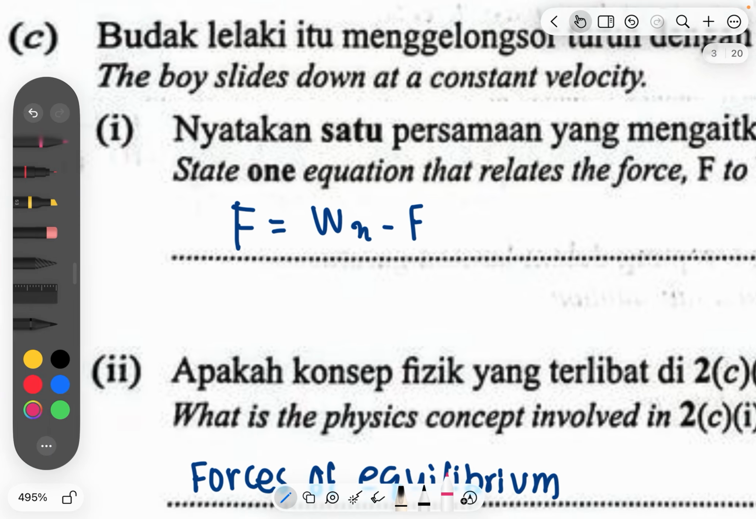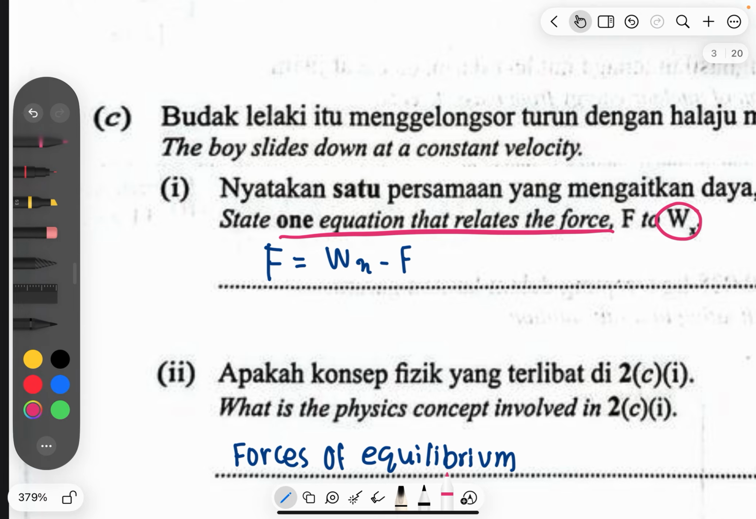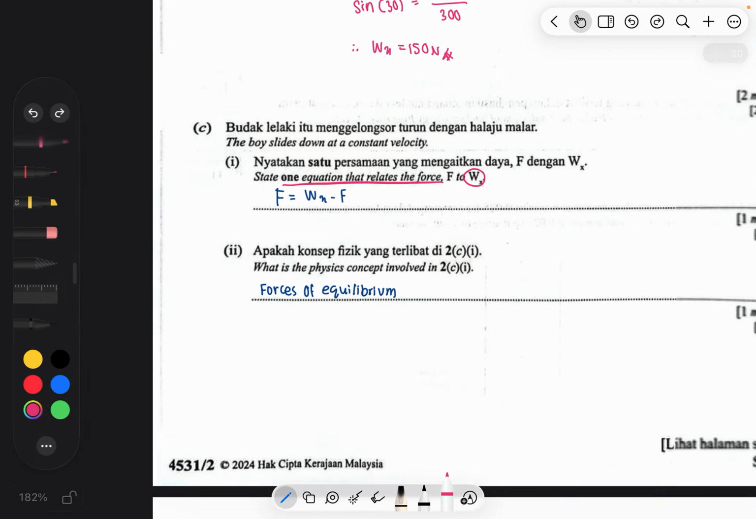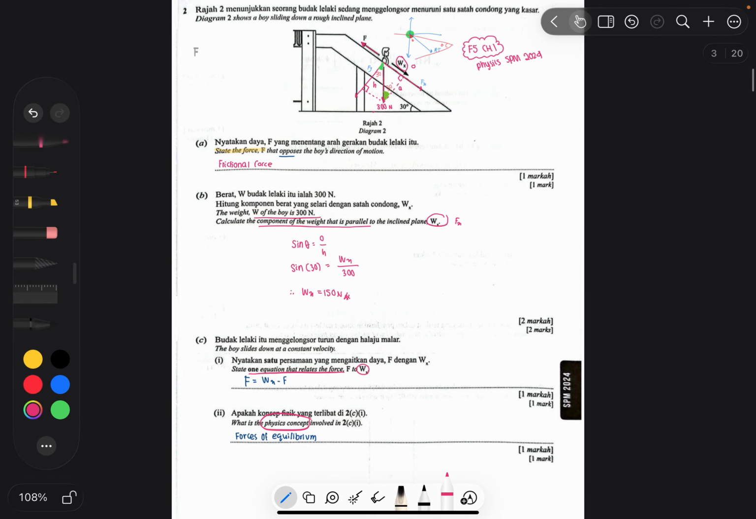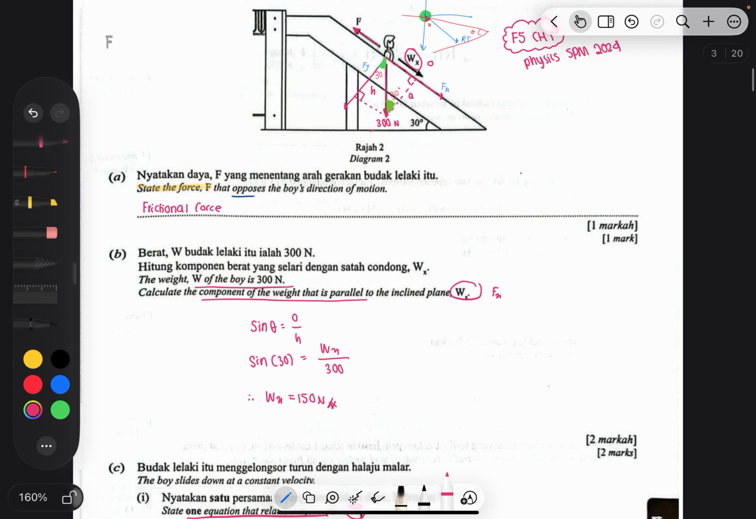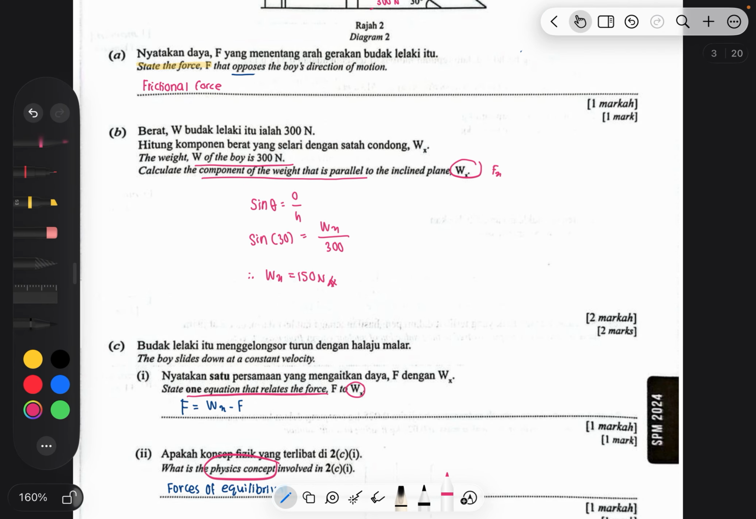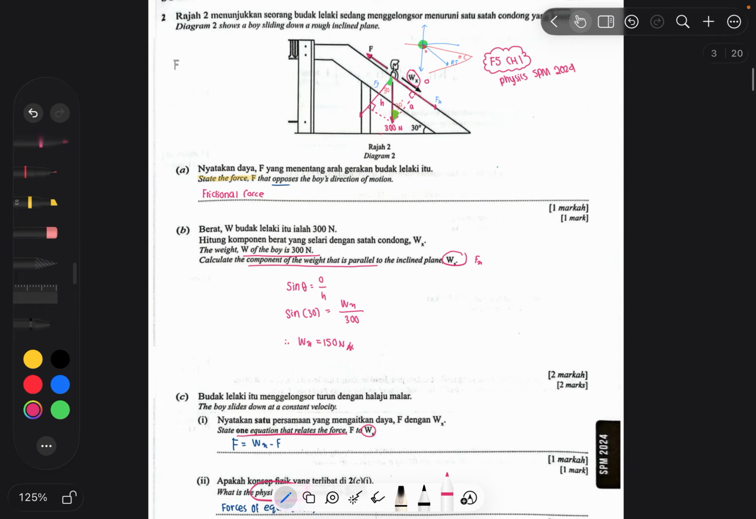Yay! Okay. Now, state one equation that relates the force F to Wx. It's very easy. Wx is more than F, right? So Wx minus F is equal to resultant force. Now, forces of equilibrium. What does the physics concept involve? Personally, I'm not sure if this ball is in forces of equilibrium or not. But because that's the only physics concept that we did learn, just answer forces of equilibrium.